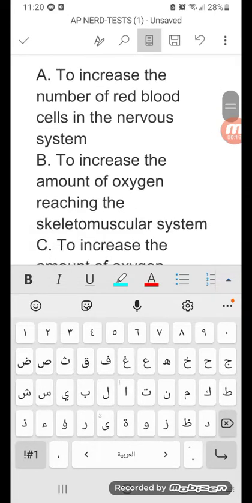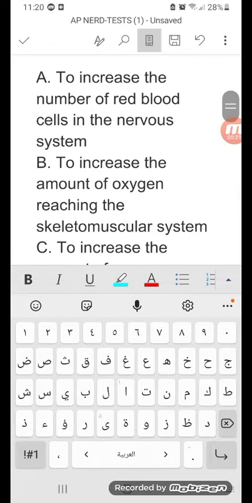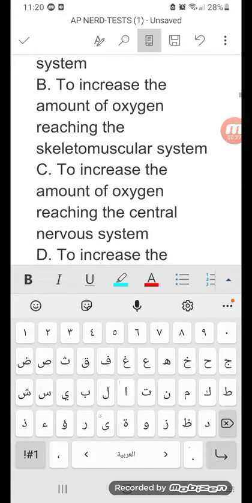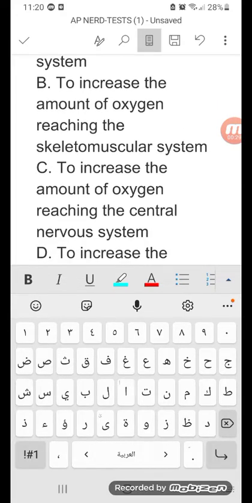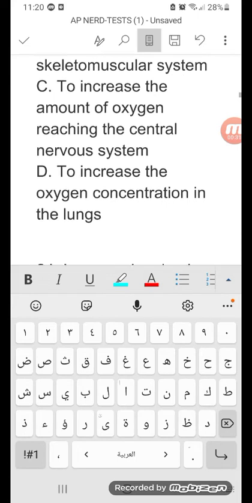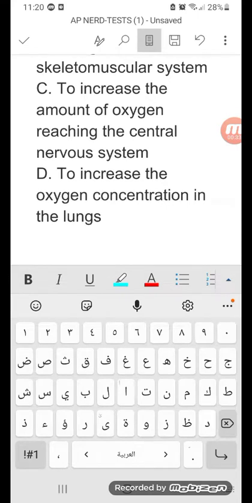A, to increase the number of red blood cells in the nervous system? No. To increase the amount of oxygen reaching the skeletal-muscular system? To increase the amount of oxygen reaching the central nervous system? To increase the oxygen concentrated?